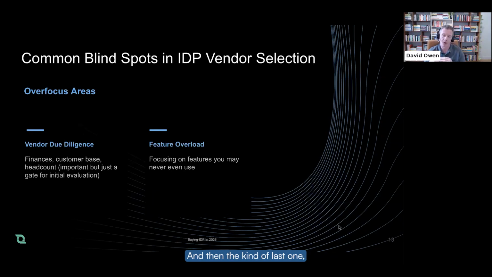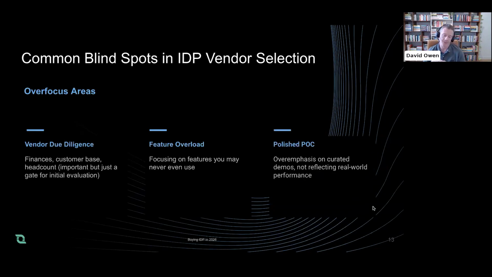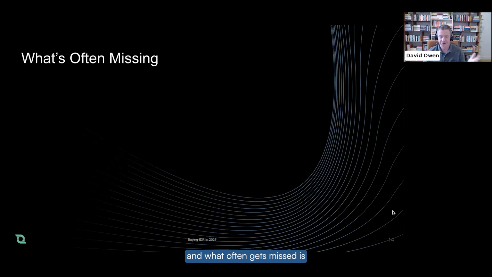And then the last one, we've talked about it before, but it's worth reiterating, is over focus on the curated, polished POC that doesn't really reflect real world. So that's where people can sometimes over focus. In terms of what's missing and what often gets missed is, how will the solution work with real world volume and variability? So again, linked to this whole polished, curated POC.